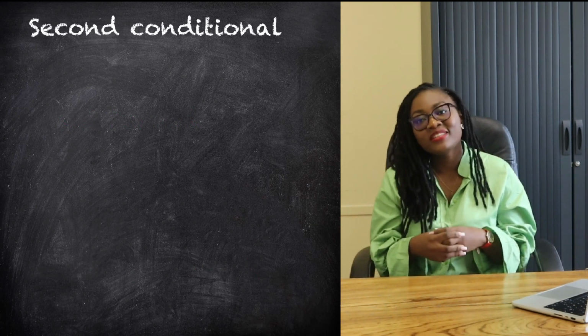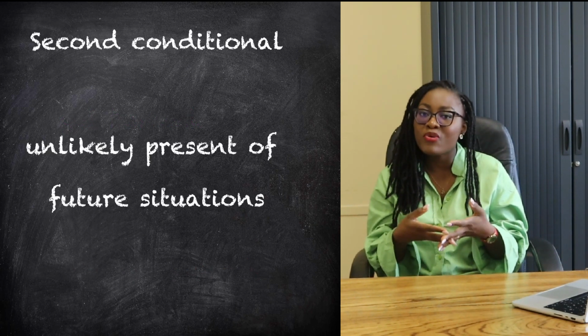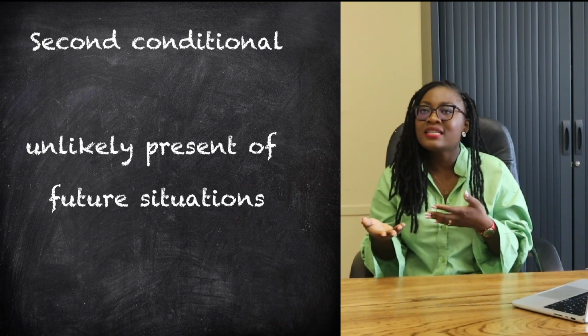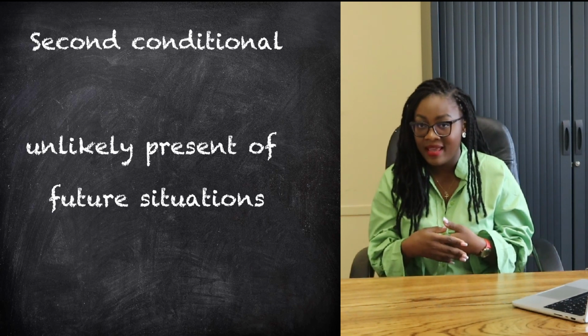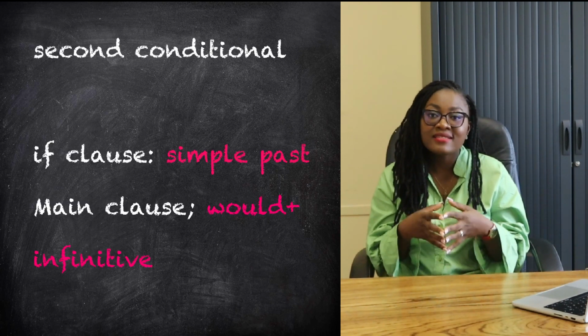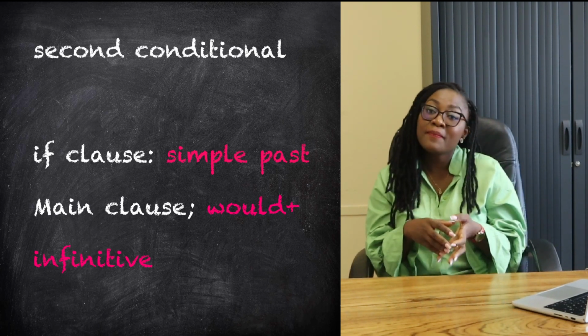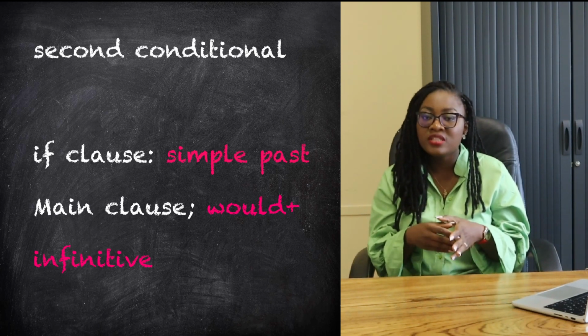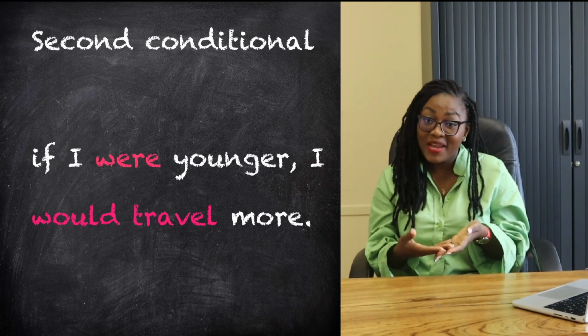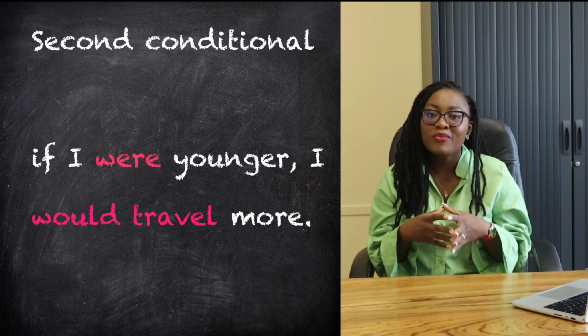The second conditional is used to imagine present or future situations that are impossible or at least not very likely to happen in real life. In the if clause, the verb is in the simple past tense, and in the main clause, we'll have would plus the infinitive. For example, if I were younger, I would travel more.